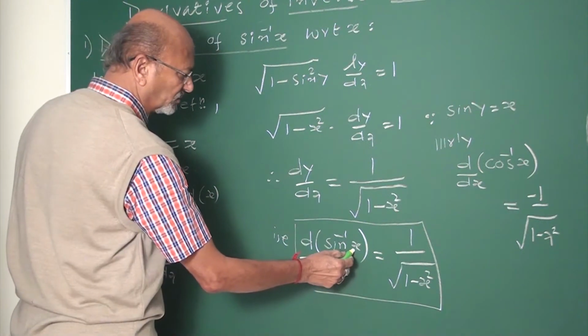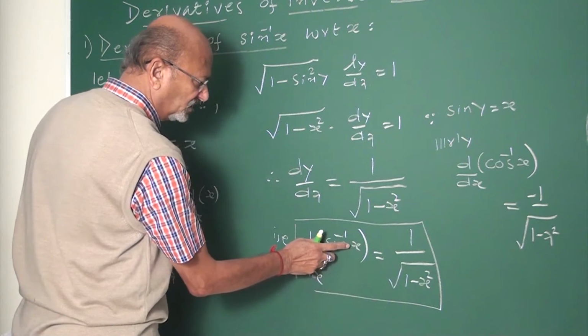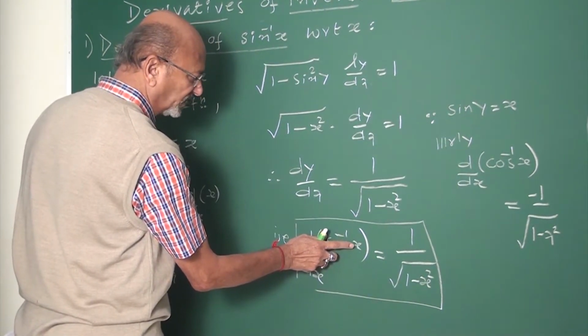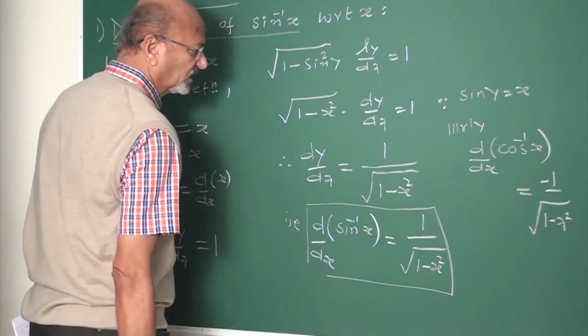It is easy to remember. Sine inverse: 1 by root 1 minus the square of this term, x square, 2x square, like that, my friend. Square of this term.